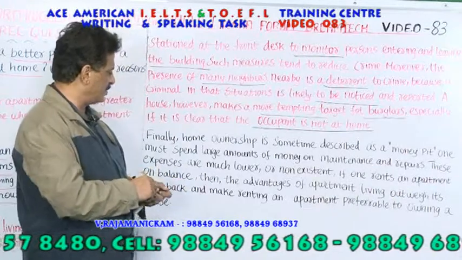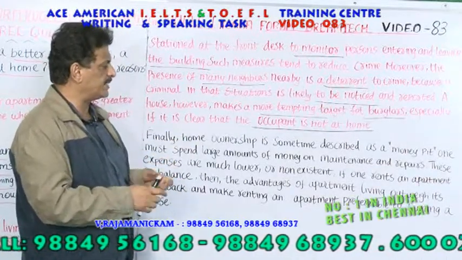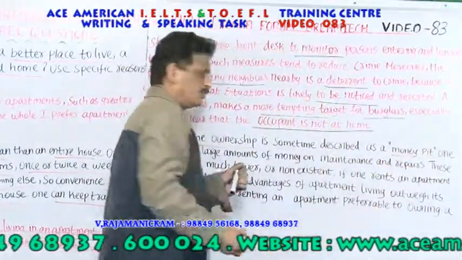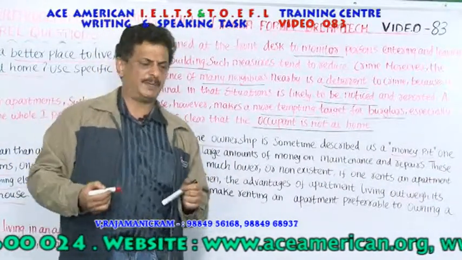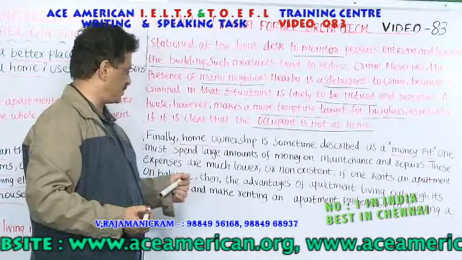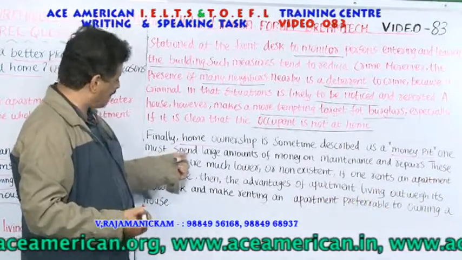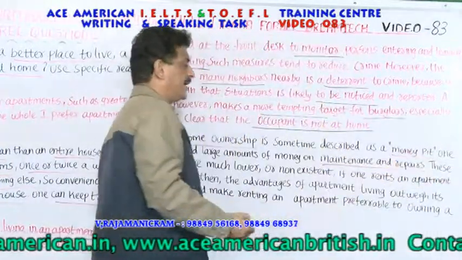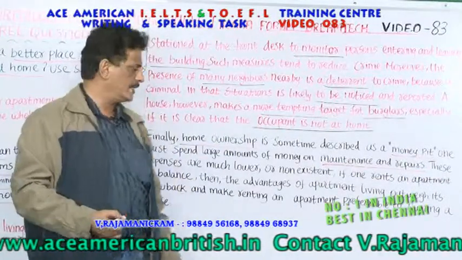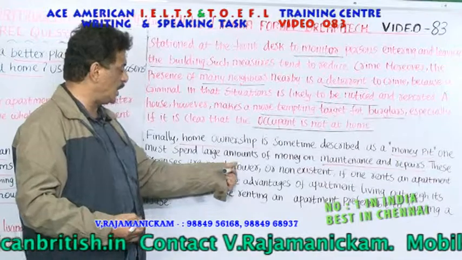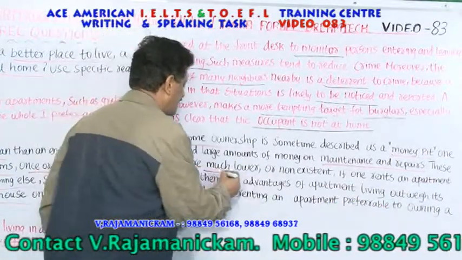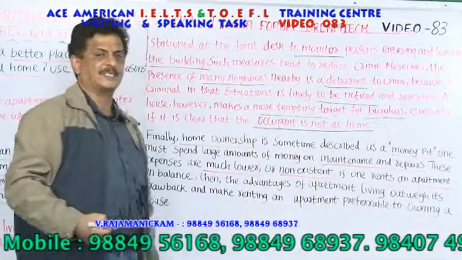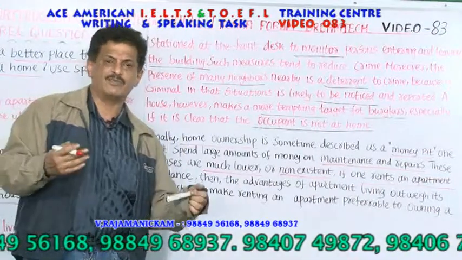So finally he comes to a conclusion. Finally, home ownership is sometimes described as a money pit. Home ownership, individual houses, is a money pit. What do you mean by money pit? It incurs a lot of expenses to maintain an individual house. That's called a money pit. One must spend large amounts of money on maintenance and repairs. So one should spend a lot of money for maintaining an individual house and to repair them. These expenses are much lower or non-existent if one rents an apartment. If you rent an apartment, the expenses are almost one-tenth, or very little.